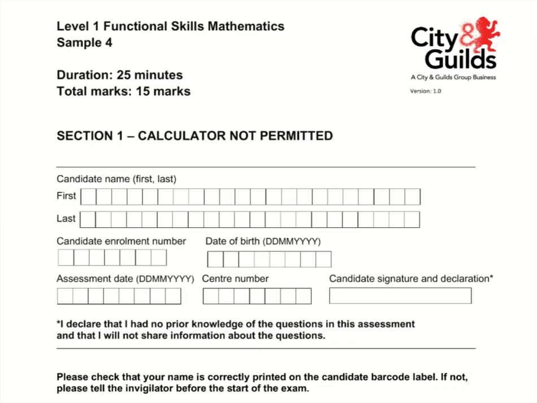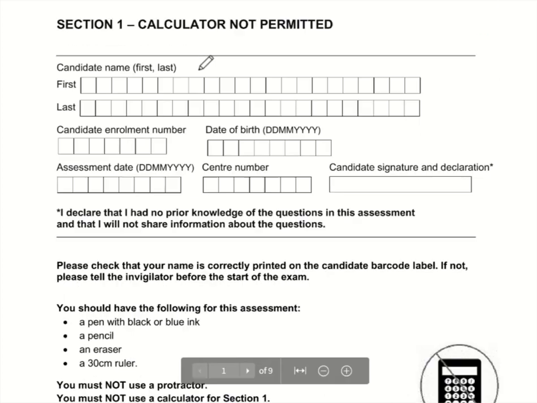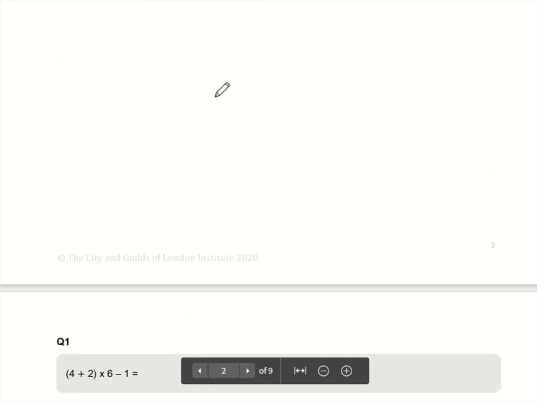Here are the video solutions for City and Guilds Functional Skills Maths Level 1. This is section 1, which is the non-calculator section, and this is from sample 4. Okay, let's take a look at the first question.